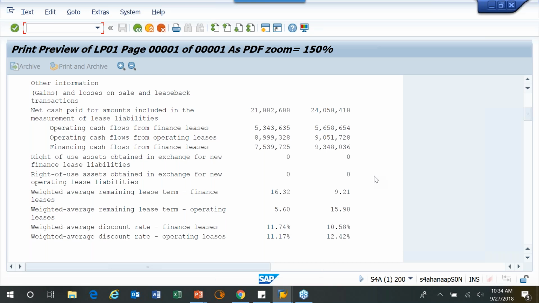What are the incremental borrowing rates from my operating lease portfolio? What the calculation is doing is taking the weighted average discount rate and bifurcating based on finance leases and operating leases. And it's doing, again, the whole weighting. So it takes your total portfolio and then weights it by the different types of leases.